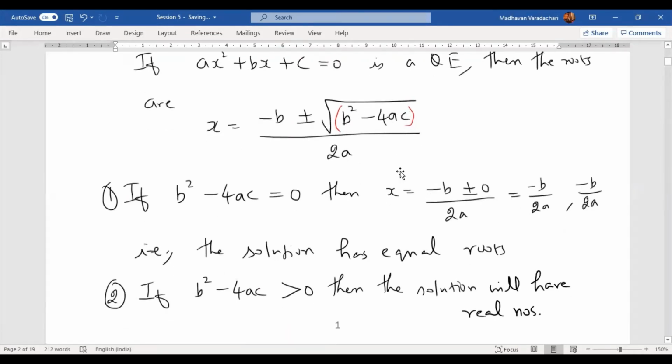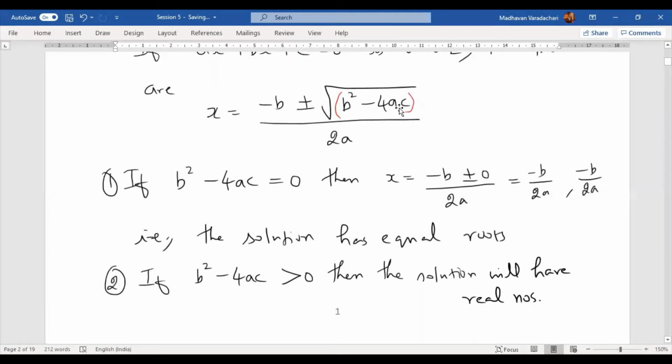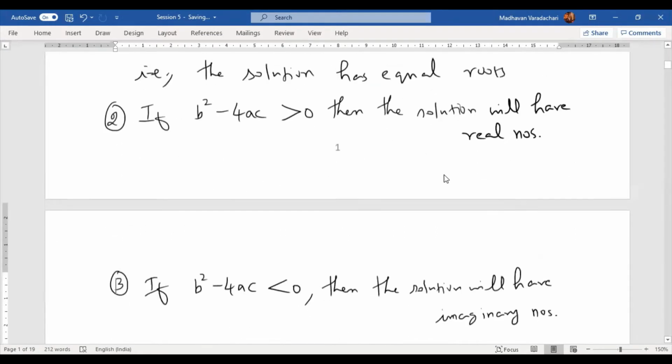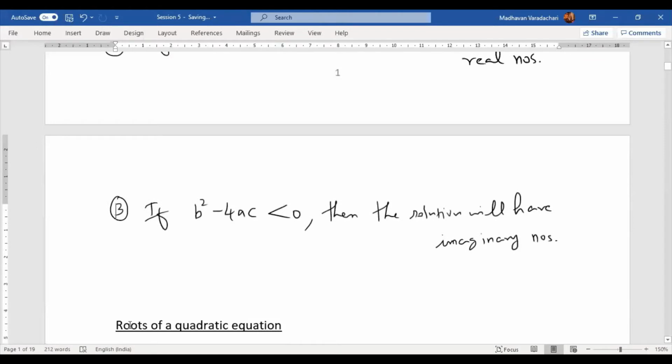is 0, or if inside the square root it is positive, then I can get a real number as the solution. Then third, if this is negative, what will happen? Square root of a negative number will give you an imaginary number. So we get actually the solution as an imaginary number. So these are the three different possibilities which we can remember.